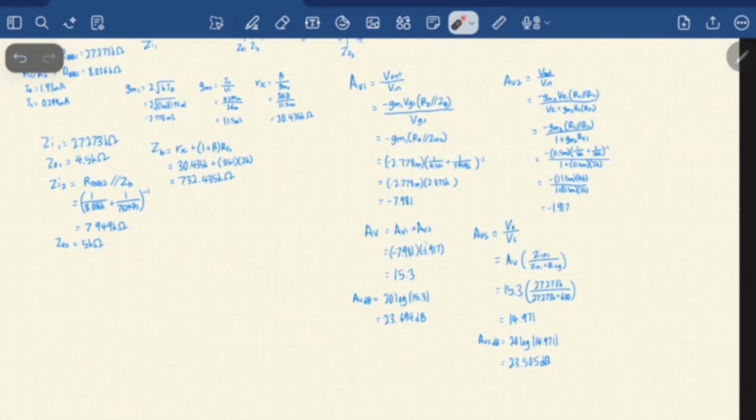Total gain is the product of AV1 and AV2, which is 15.3. AVS is the same, it's just AV times Zin1 over Zin1 plus Rsig, and we get 14.971. And that's it for the gain calculation.